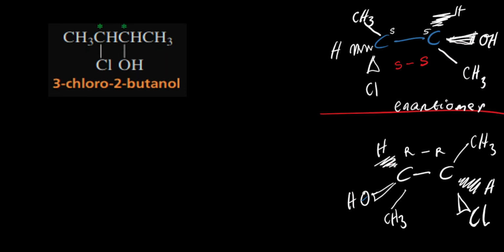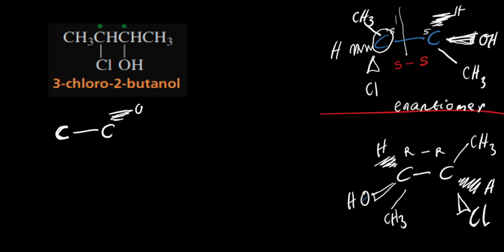Now let's change the configuration of just one asymmetric center. So given this, let's change the configuration of this asymmetric center. If we change the configuration of this asymmetric center, we're going to have another stereoisomer. So let's take a look at that. In order to change the configuration, we need to interchange any two groups. For ease, we'll interchange the methyl and the chlorine.